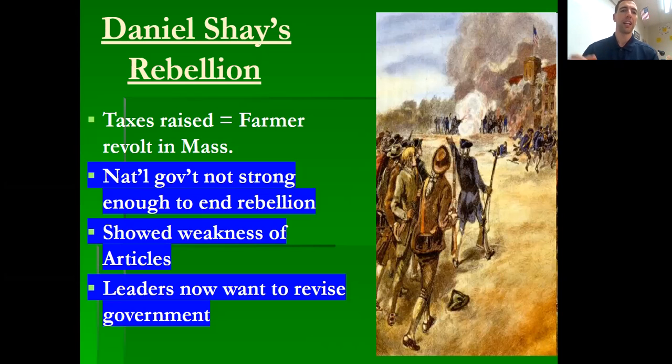So because of that, the national government is going to be called in, but it's going to be an incredibly delayed response. And so because of that, it's going to show the weaknesses of the Articles of Confederation, that basically the states are not strong enough to put down this very simple rebellion. It shows the weaknesses of it. And so because of that, this is going to cause for leaders to get a grip and begin to want to revise the government.